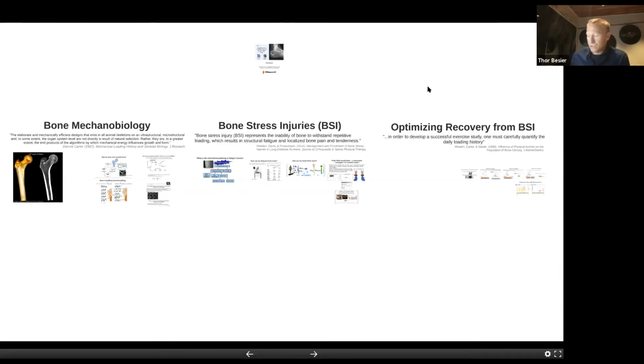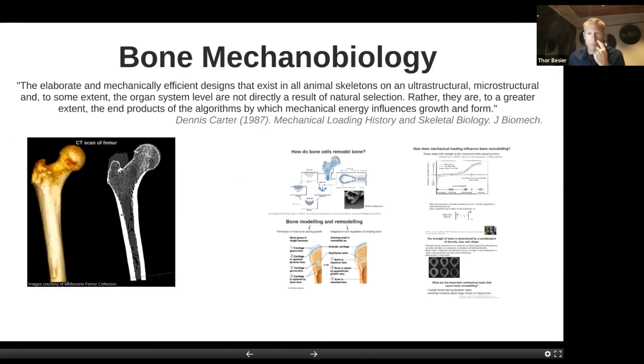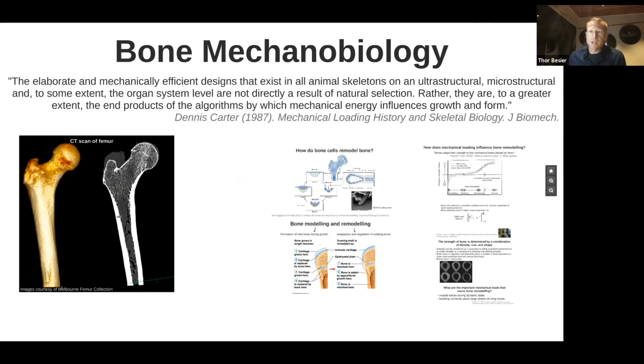So we'll start off then with this background of bone mechanobiology. And here, really, I love this quote from Dennis Carter, which was one of the more fundamental papers that was done on the mechanical loading and load history of bone. And so I'll just take a little bit of time to reiterate this.